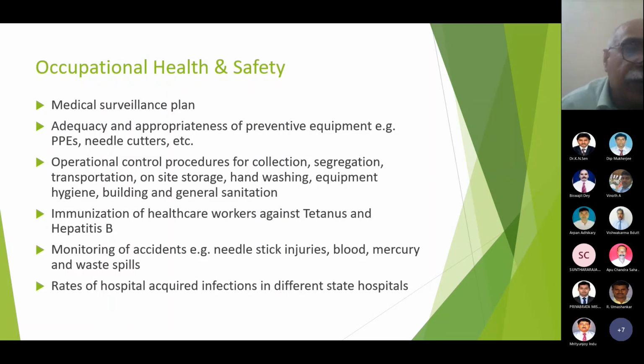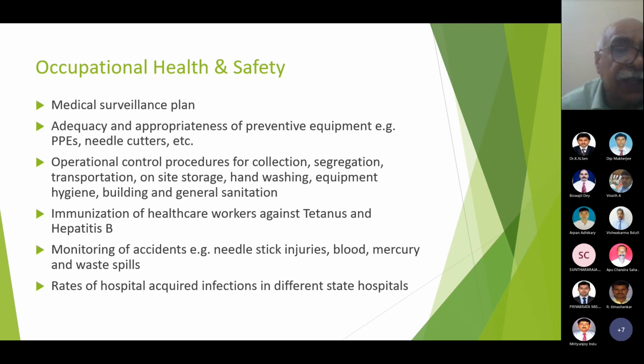Then there is a requirement for the immunization of healthcare workers against tetanus and hepatitis B. These are risks to the healthcare workers, because when they are handling equipment like waste trolleys, etc., they can get tetanus as well as hepatitis B. Especially tetanus is a risk for the healthcare waste handlers. And hepatitis B is a risk to anyone who generates the healthcare waste. So there has to be a system of immunization with the hepatitis B vaccine. That has to be there.